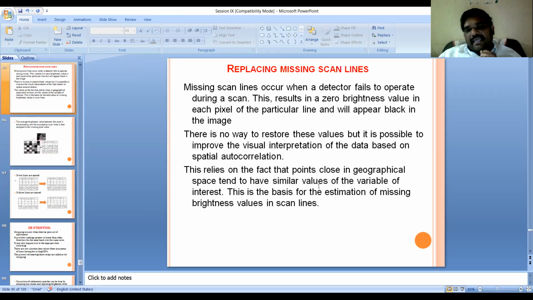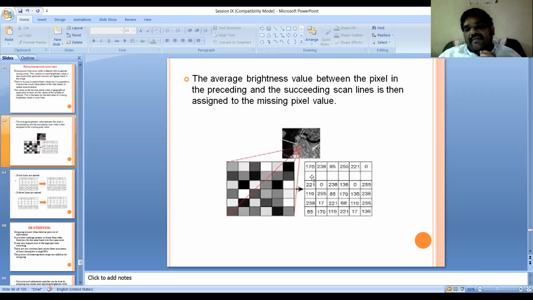In the previous case, entire line values are missed. But here, stripping means the values are there, but they are either high digital number values or low values, which do not match the surrounding line values. That means, imagine an image of your friend or somebody else.